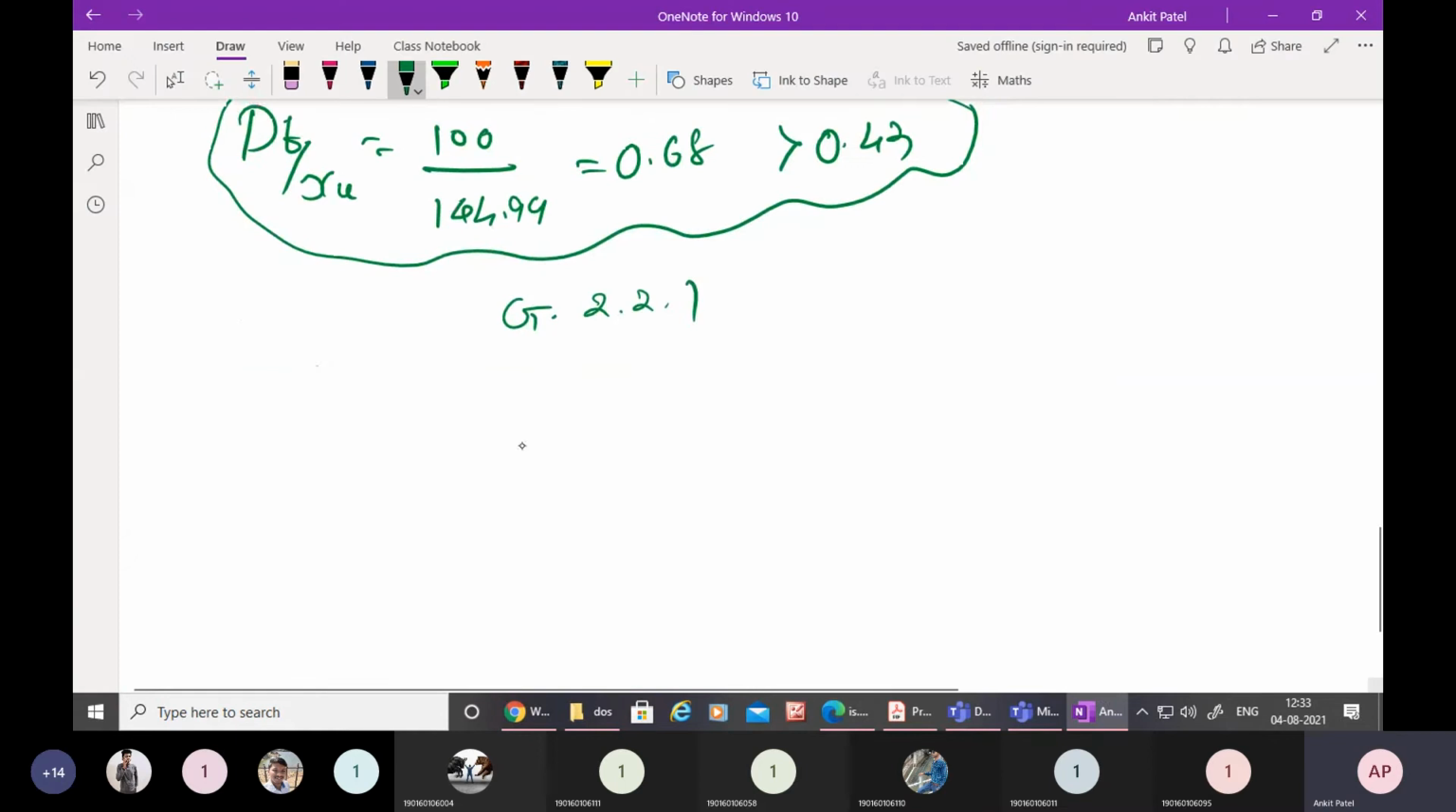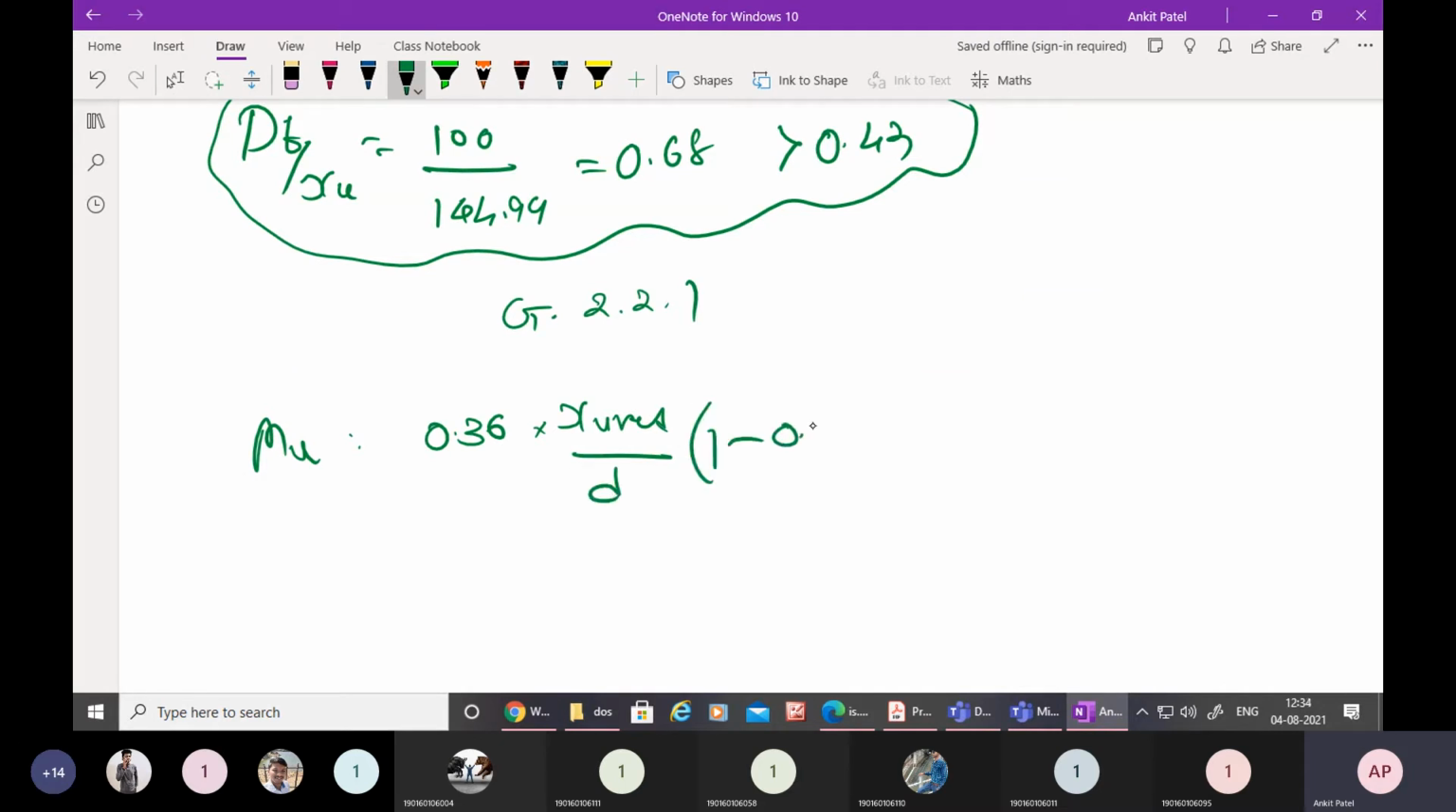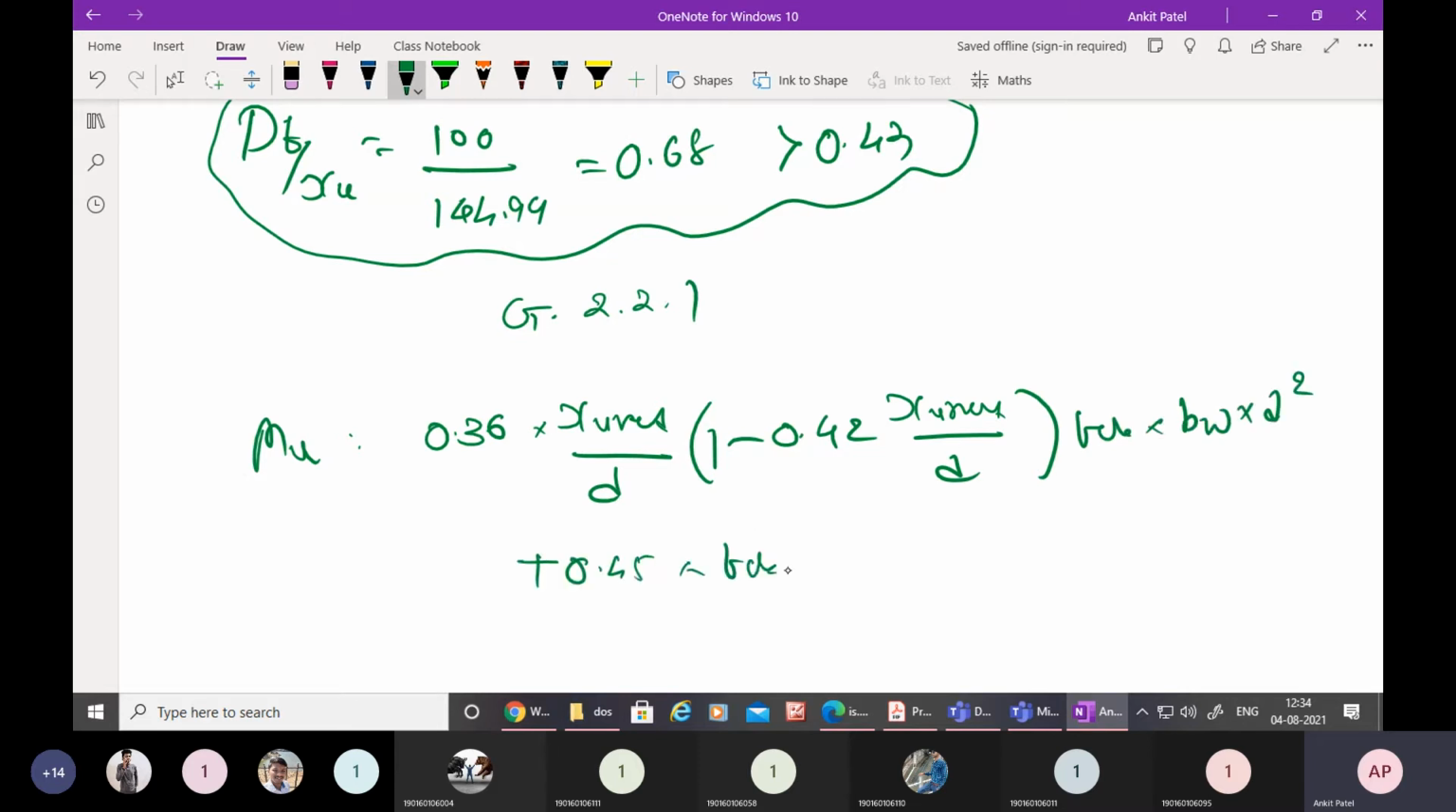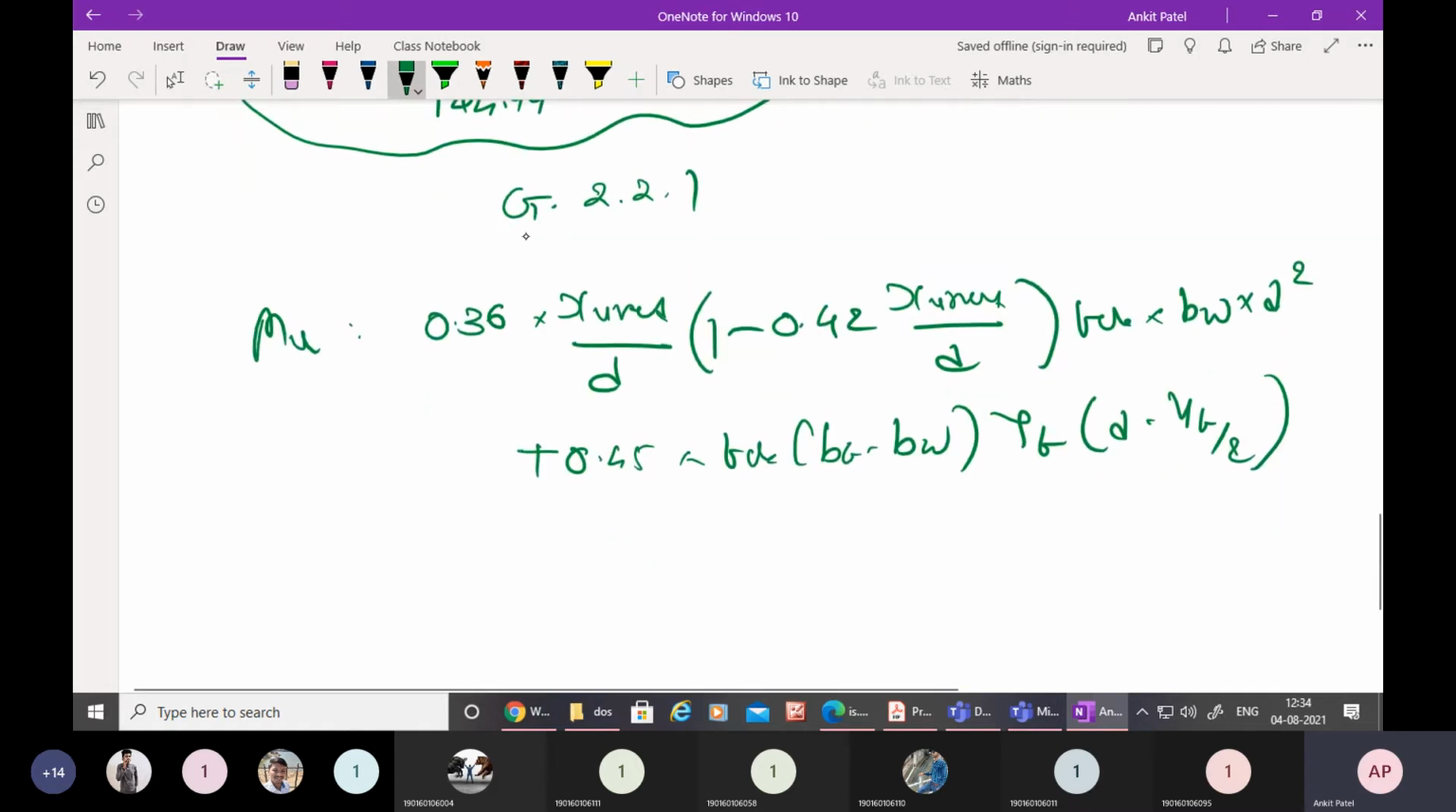So now, as per G2.2.1, my equation of mu is equal to 0.36 into xu max. Please understand it and see my whole video, because at the end I am going to say something like d into fck into bw into d square plus 0.45 into fck into bf minus bw into yf and d minus yf by 2. Clear? But please remember, this is an under reinforced section and this value is for a balanced section.